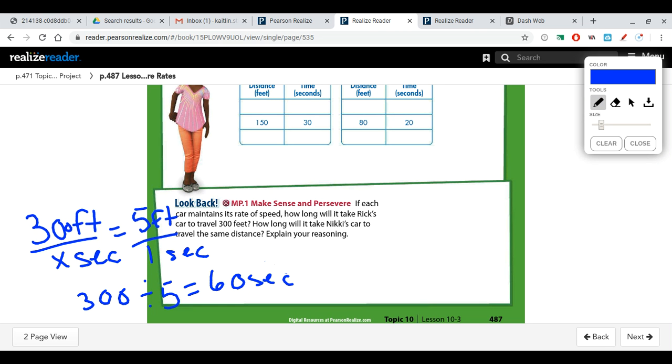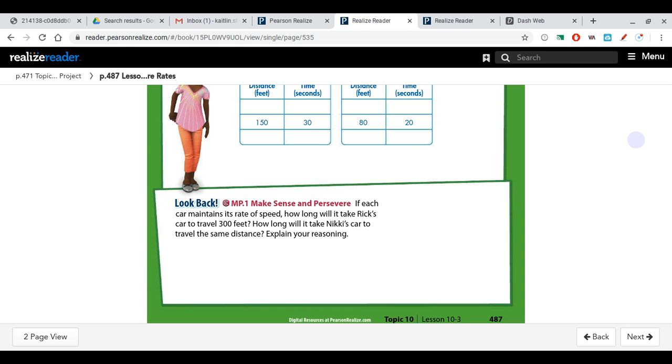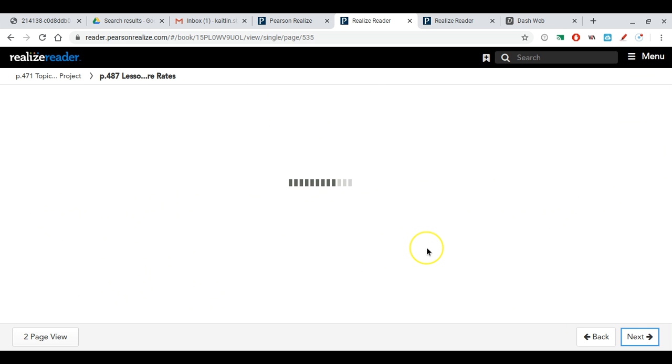For Nikki's car, I'm going to do the same thing. I'm going to do 300 divided by 4. When I divide 300 by 4, I end up with 75 feet, or, sorry, I keep thinking feet is seconds, 75 seconds. So it will take Nikki 75 seconds to travel 300 feet. So really, by dividing my feet, it gives me my seconds. All right, so let's go ahead and take a look at our next problem.